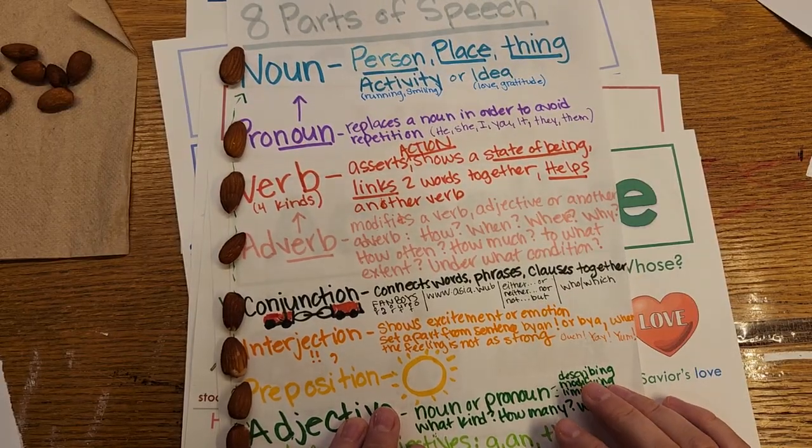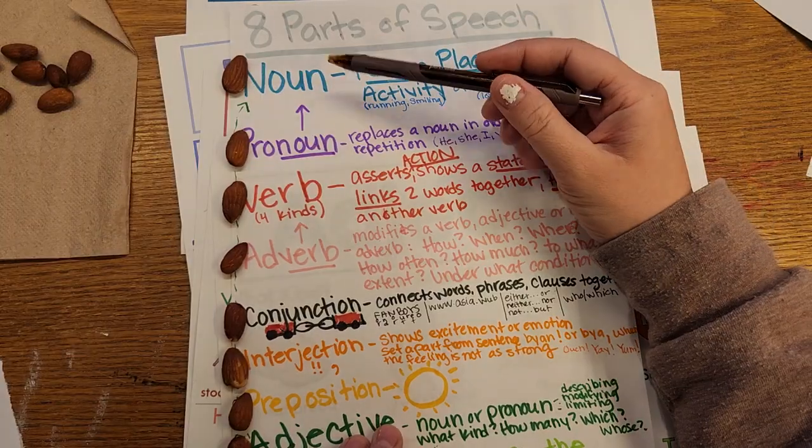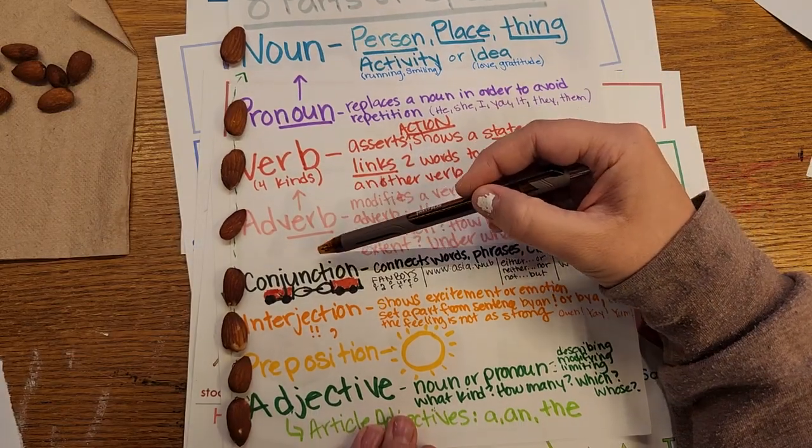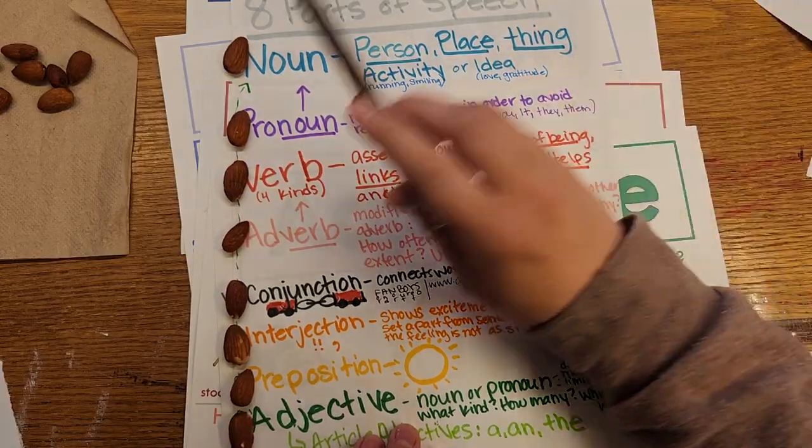Ready? 8 parts of speech, 8 parts of speech. Noun, pronoun, verb, adverb, conjunction, interjection, preposition, adjective. All right, now let's go through the definitions.